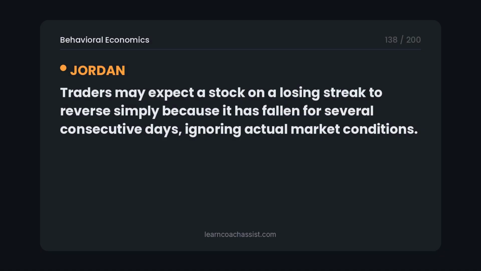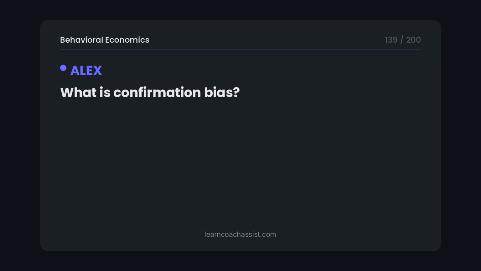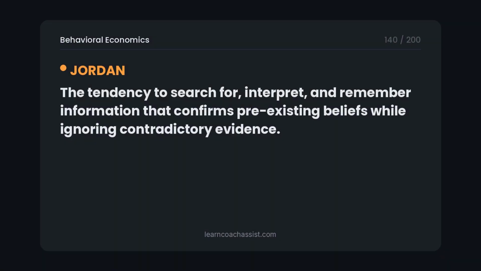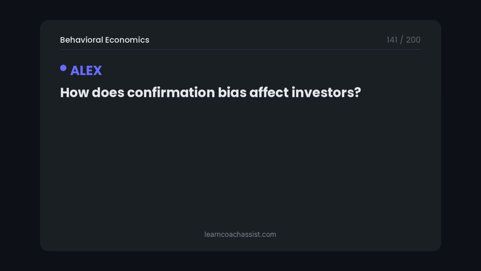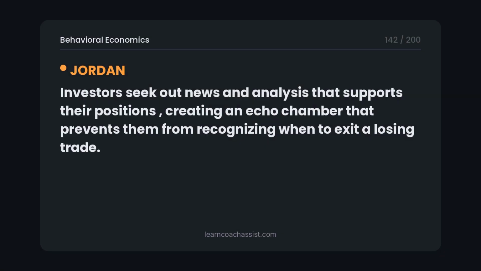How does the gambler's fallacy affect trading? Traders may expect a stock on a losing streak to reverse simply because it has fallen for several consecutive days, ignoring actual market conditions. What is confirmation bias? The tendency to search for, interpret, and remember information that confirms pre-existing beliefs while ignoring contradictory evidence. How does confirmation bias affect investors? Investors seek out news and analysis that supports their positions, creating an echo chamber that prevents them from recognizing when to exit a losing trade.